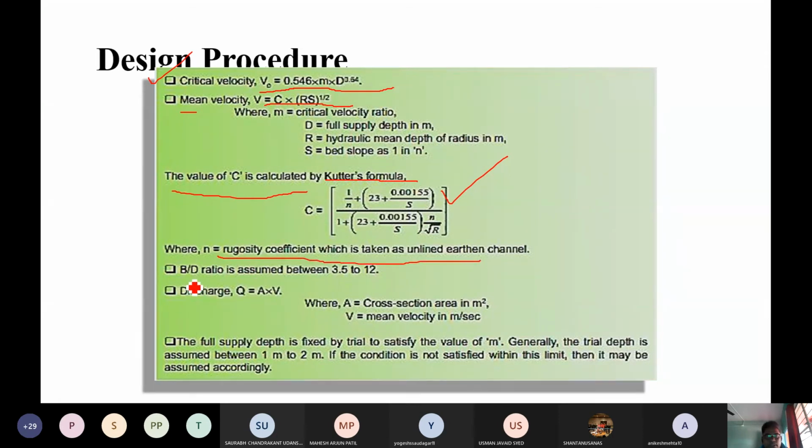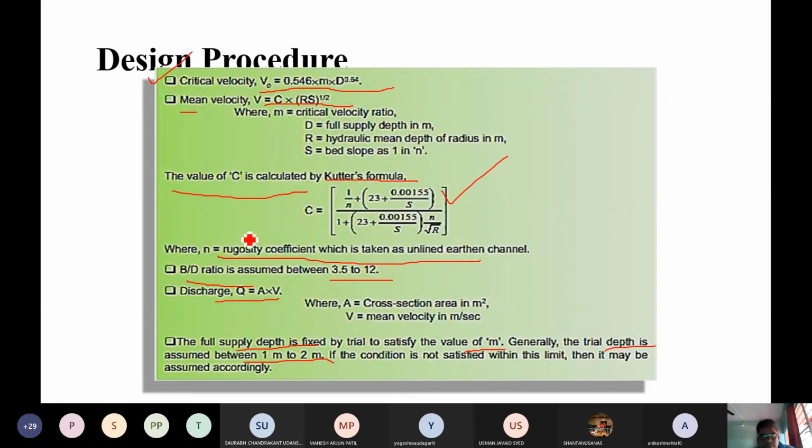B by D ratio is assumed in between 3.5 to 12. Discharge, as you know, is area into the velocity. So the full supply depth is fixed by trial and error method, which will satisfy the value of CVR, that is critical velocity ratio m. Generally this trial depth is assumed in between 1 meter to 2 meter. If the condition is not satisfied within this limit, then it may be assumed accordingly.